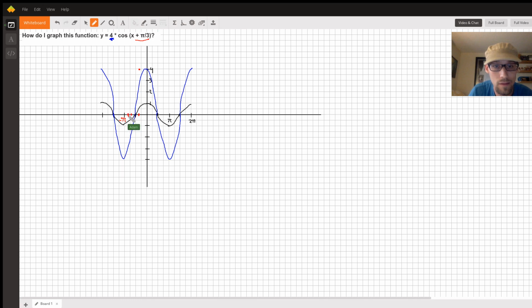Maybe I should do a different color. Let's get magenta with it. Boom. And then we're going to take this and slide it over by pi over 3. Take this, slide it over by pi over 3, and this guy over pi over 3, right? I'm super eyeballing it, but we're doing this phase shift. We're doing it.